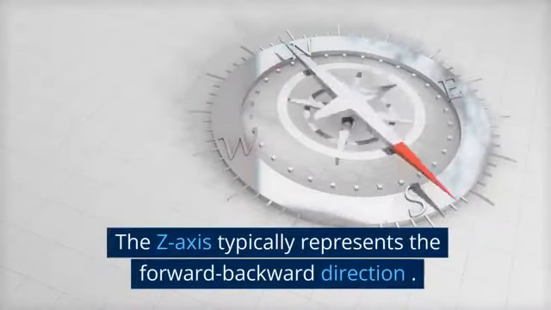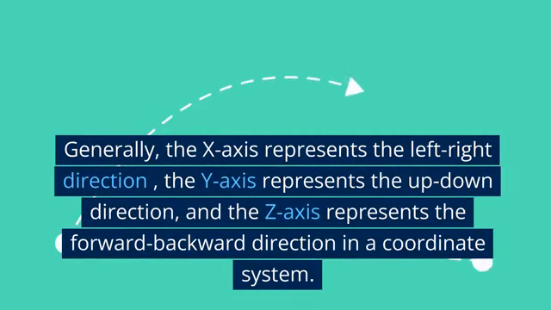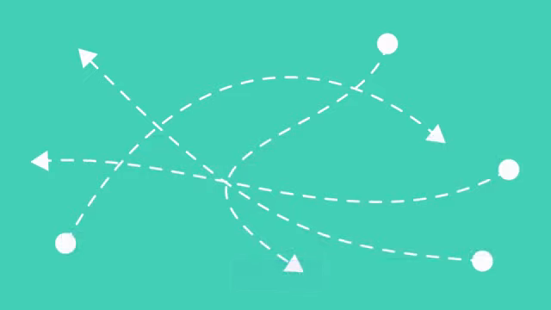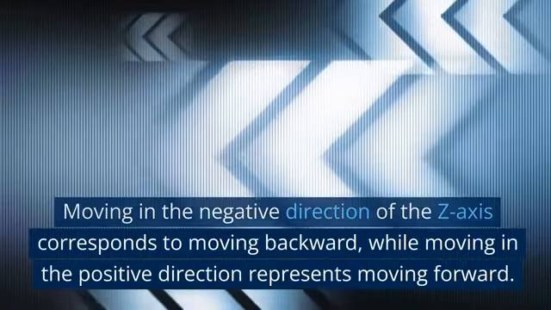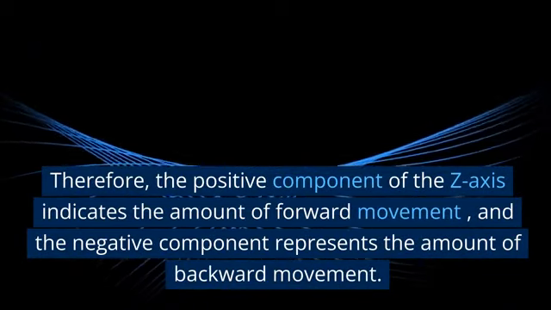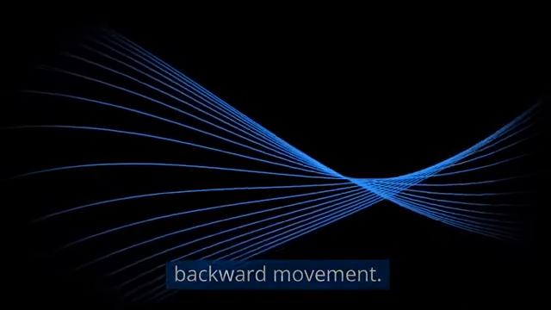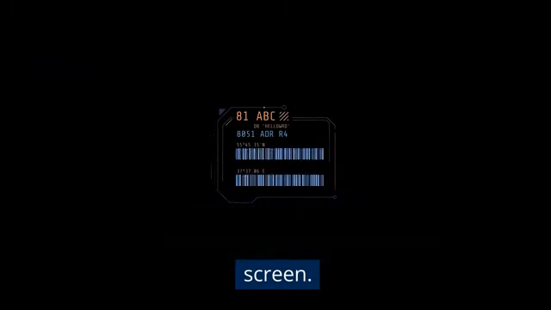The z-axis typically represents the forward-backward direction. Generally, the x-axis represents the left-right direction, the y-axis represents the up-down direction, and the z-axis represents the forward-backward direction in a coordinate system. Moving in the negative direction of the z-axis corresponds to moving backward, while moving in the positive direction represents moving forward. Therefore, the positive component of the z-axis indicates the amount of forward movement, and the negative component represents the amount of backward movement. In terms of coordinates, the positive direction of the z-axis points outward from the screen, while the negative direction points inward toward the screen.